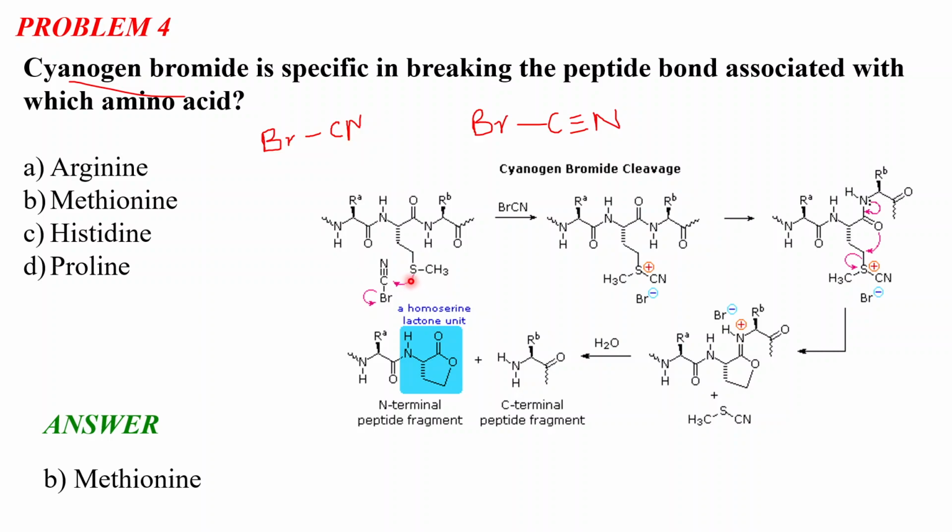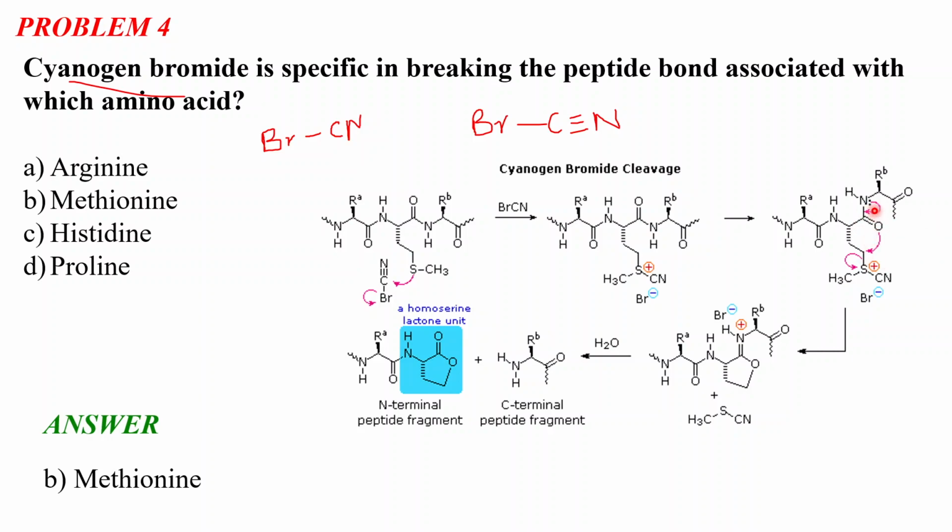And sulfur is also a soft center, so it will interact with the carbon, and bromine being a good leaving group, it will leave. So this kind of intermediate will be formed. Now if we rotate this bond like this, and draw it in this manner.